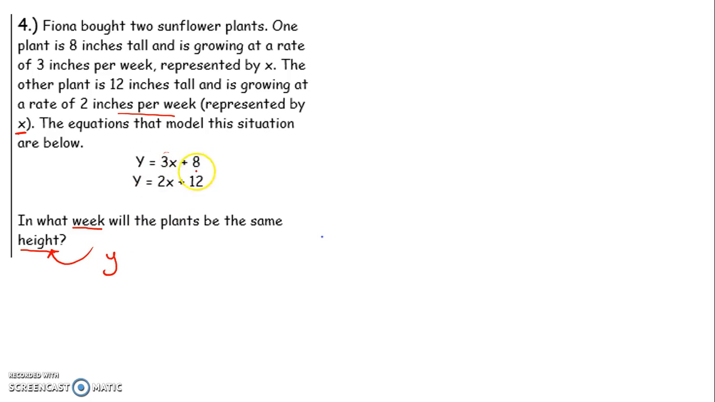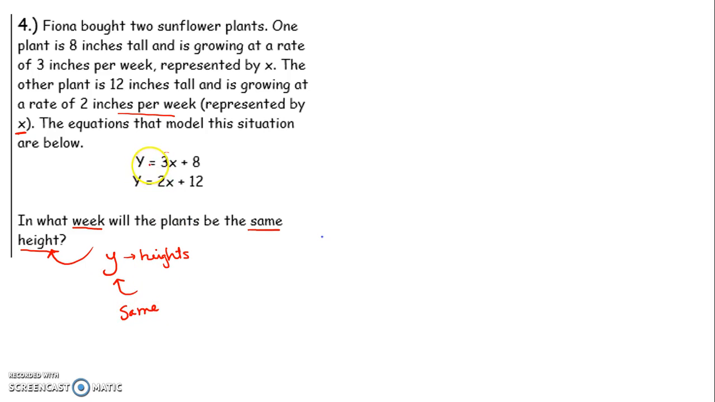Y is your height. If it started at 8 inches, growing at 3 inches per week, the overall height at the end of 1 week would be 8 plus 3 is 11. The overall height at the end of 2 weeks, 3 times 2 is 6, plus 8 is 14, and so on. So Y represents your heights at the end of a certain number of weeks. So they want to know where the plants will have the same height. So they want the plants to end up having the same Y value. They want to know how many weeks that will be.